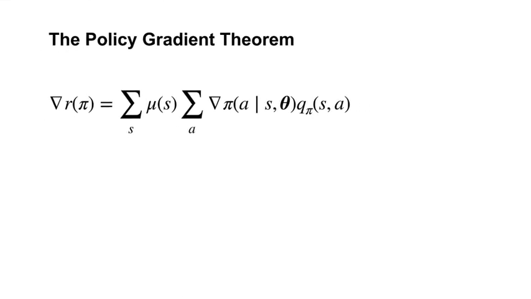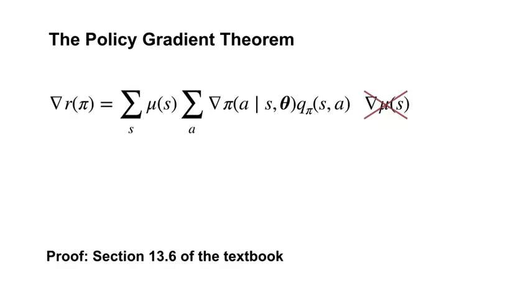And that's it. We now have a simple expression for the gradient. Importantly, this expression does not contain the gradient of the state distribution mu, which is challenging to estimate. The proof of the policy gradient theorem can be found in the course textbook. As we will see in the next lecture, this gradient is straightforward to estimate. That means we will be able to build an incremental policy gradient algorithm using an agent's experience.